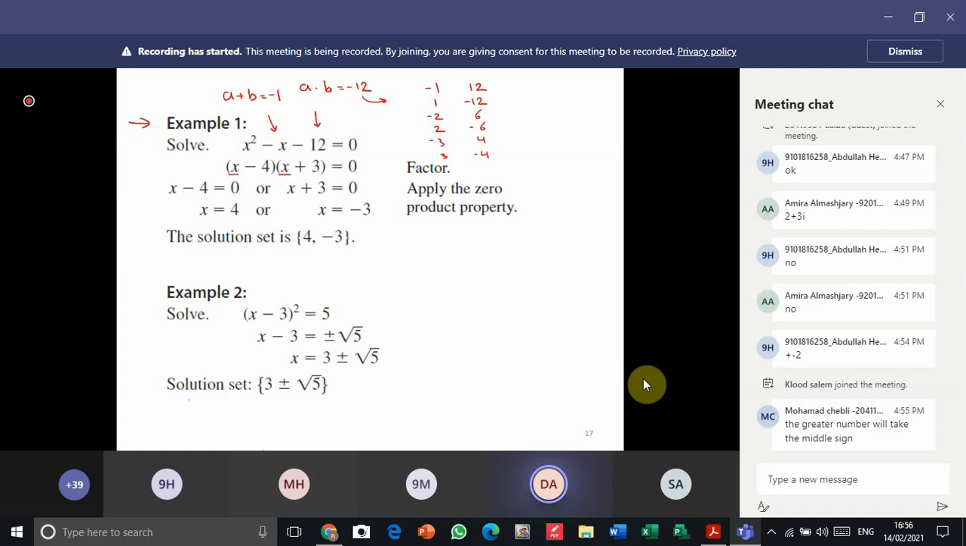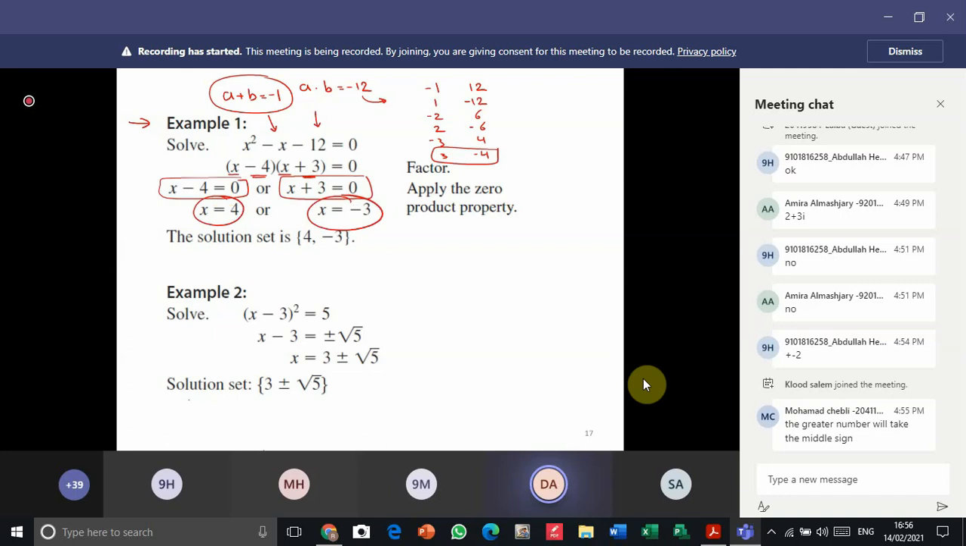Which one has the addition equal to negative 1? This one only. The addition equals negative 1, so put negative 4 and positive 3. Now we have x minus 4 equals 0, or x plus 3 equals 0. So the solution equals what? x equals 4 and x equals minus 3.